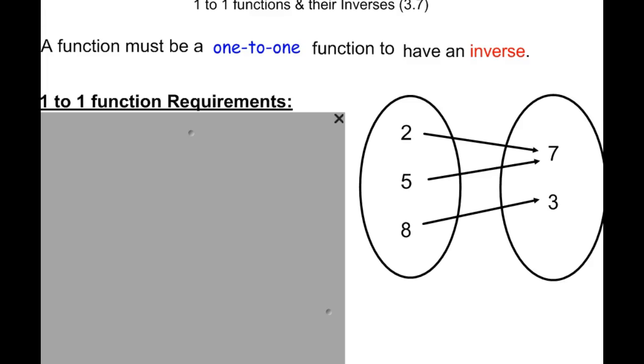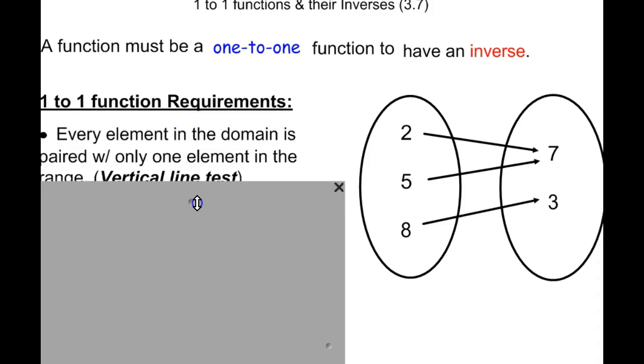So we're talking about functions and their inverses today. Not all functions have an inverse. There are some requirements to have an inverse. The first one is that every element in the domain is paired with only one element in the range.